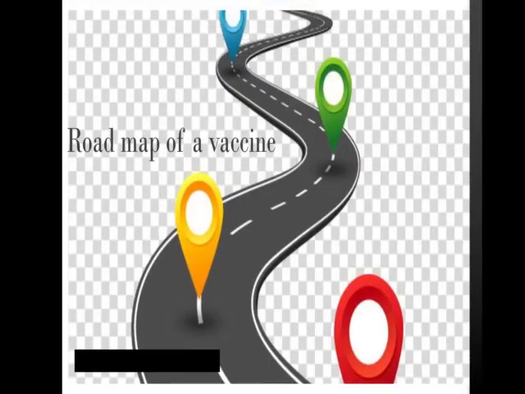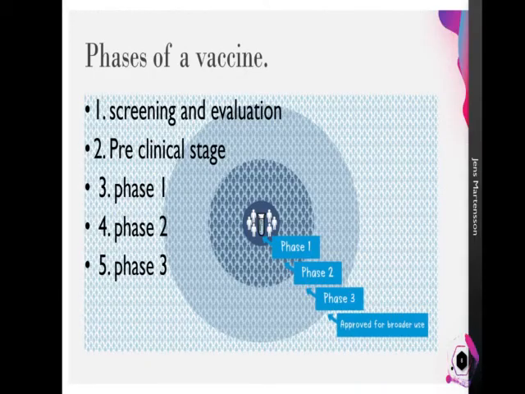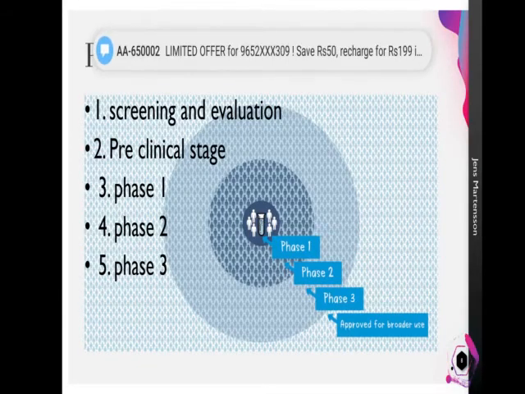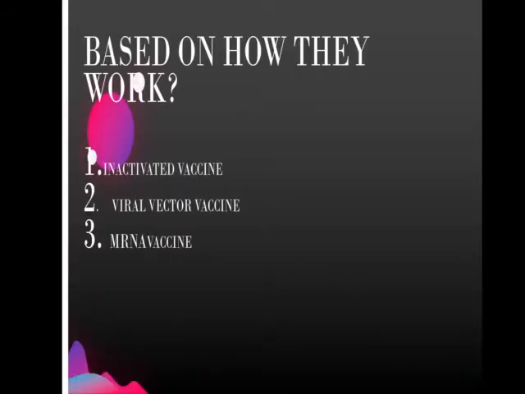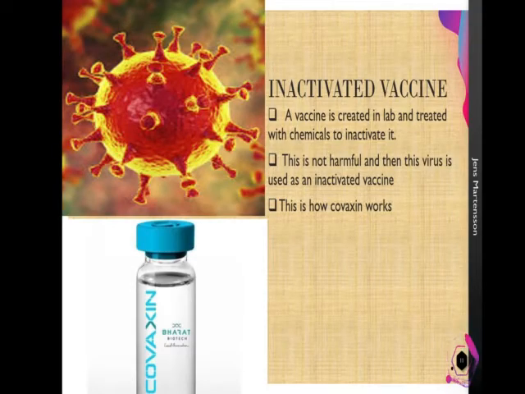Let's see the roadmap of a vaccine. What are the steps that a vaccine should undergo to be certified that it should be used against the corresponding virus? See, phases of vaccine. First, it goes under screening and evaluation. In this stage, it is determined whether the agent that we are using should be used to invoke the immune response. Is it eligible to invoke an immune response or not is tested.